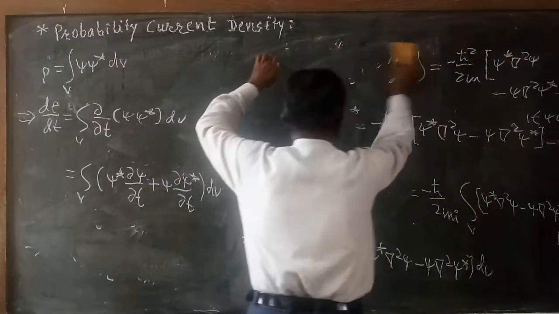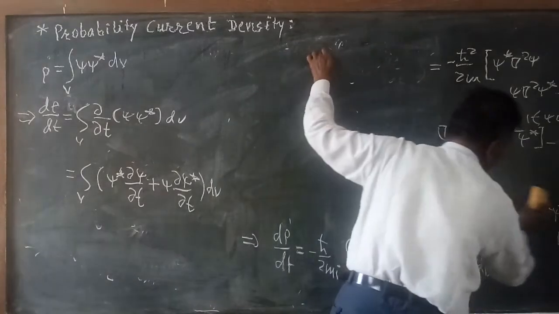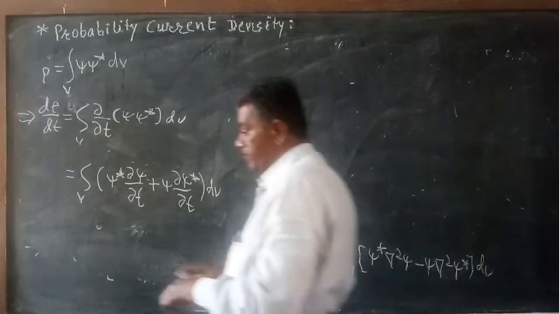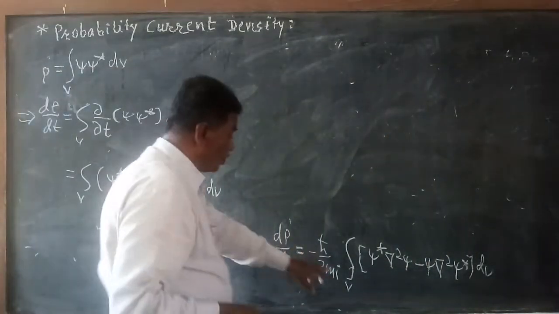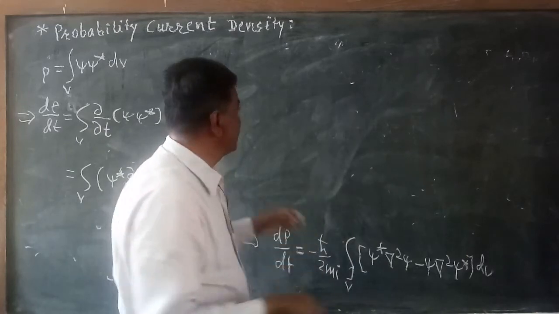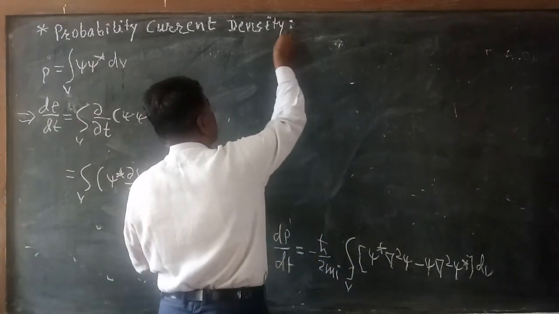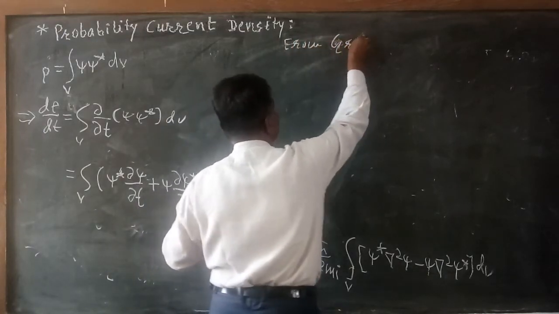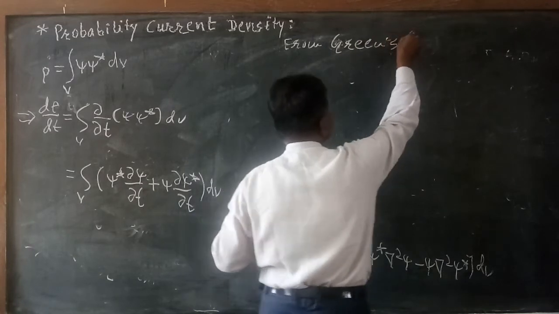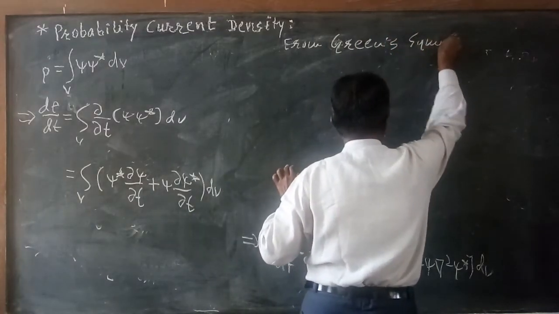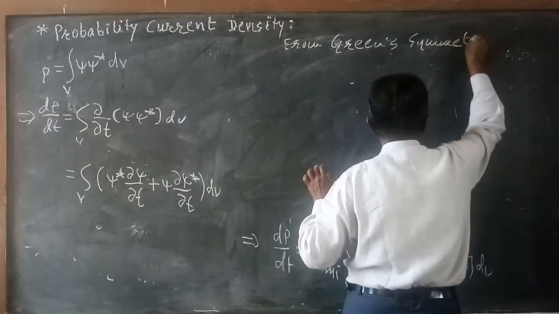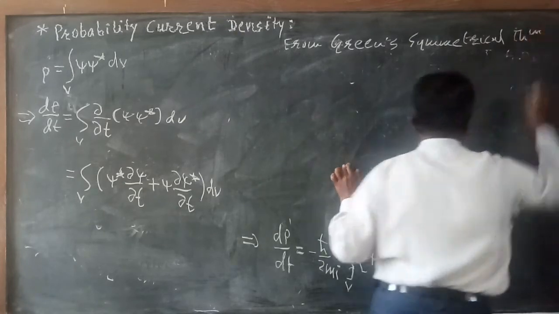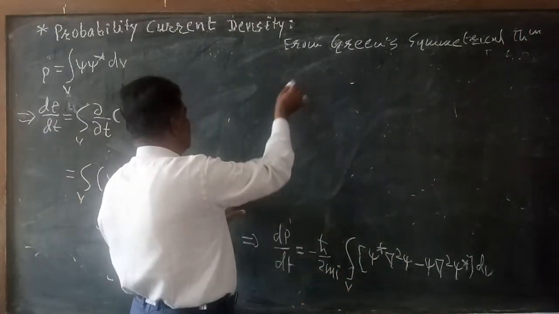So the volume integral can be converted into a surface integral by means of a theorem that we call Green's symmetrical theorem. According to Green's symmetrical theorem, this volume integral can be converted into a surface integral. We know this can be converted, so what are we getting?